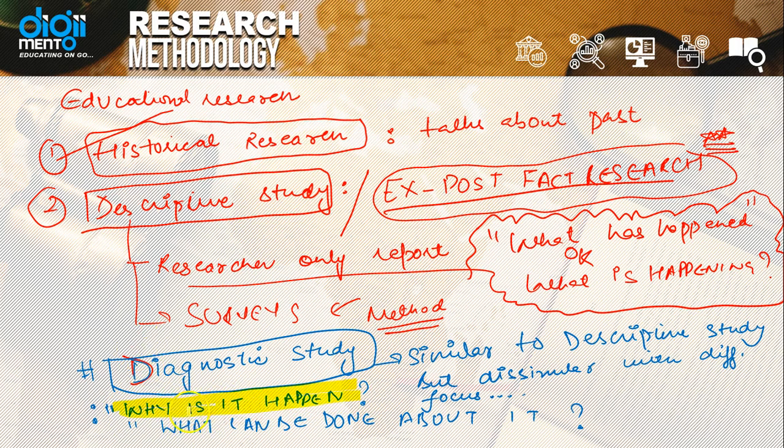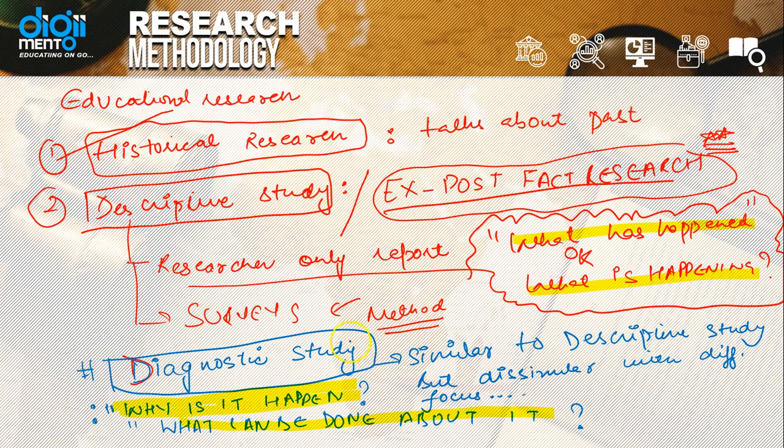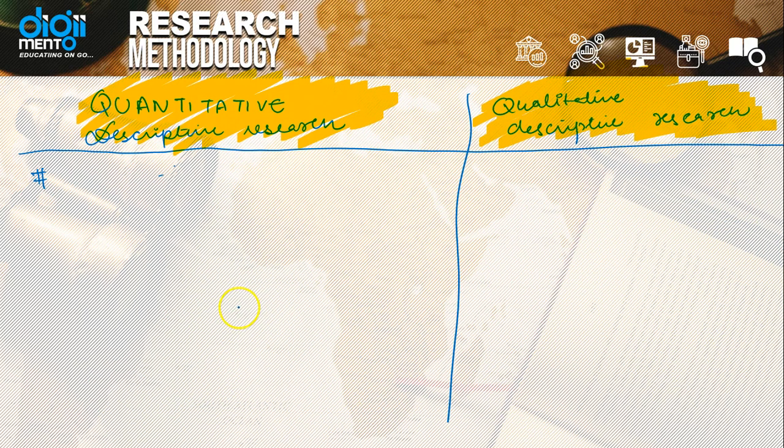In the descriptive study, the questions are what has happened and what is happening nowadays. In the diagnostic study, these questions are also there, but after that more questions arise: why did it happen and what can be done about it. It aims at identifying the cause of the problem and giving possible solutions. Now the next one is quantitative descriptive research and qualitative descriptive research.